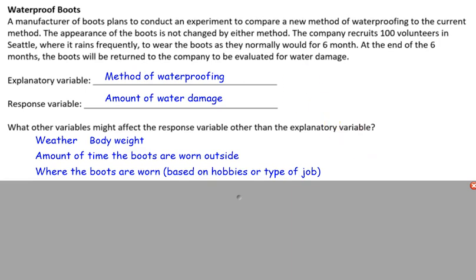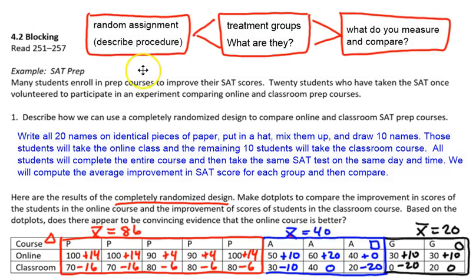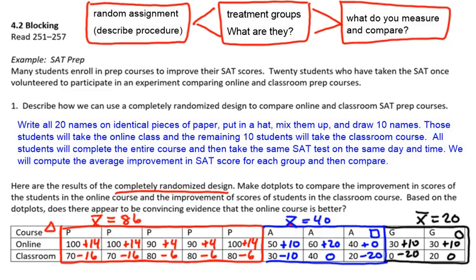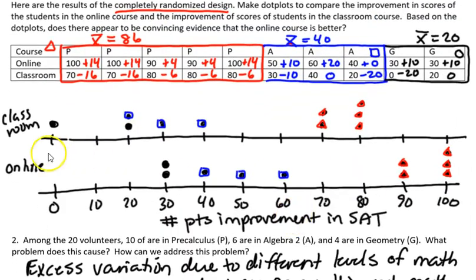And as we saw in a previous problem, in this particular problem, we were looking at SAT and the different ways to prepare for an SAT, whether you took the online prep course or the classroom prep course. Remember, in our original results, we saw quite a lot of variability in the results for both the online and the classroom course. And even though the online course looked like it was slightly better, it was kind of hard to tell because of all the variability.